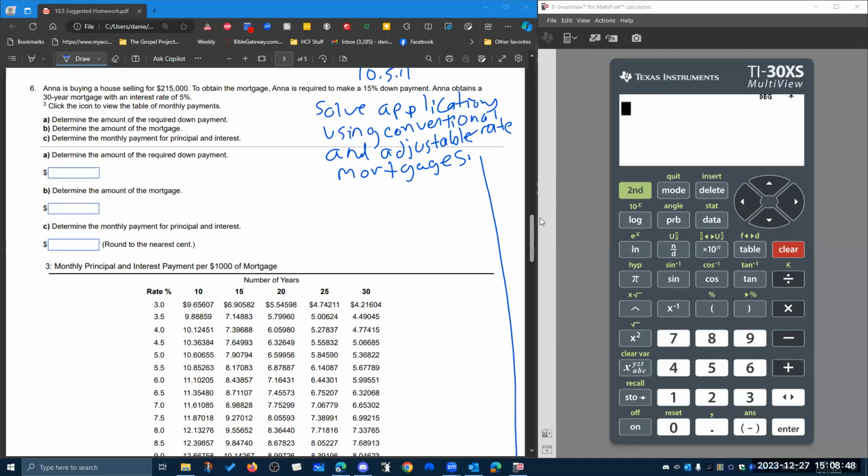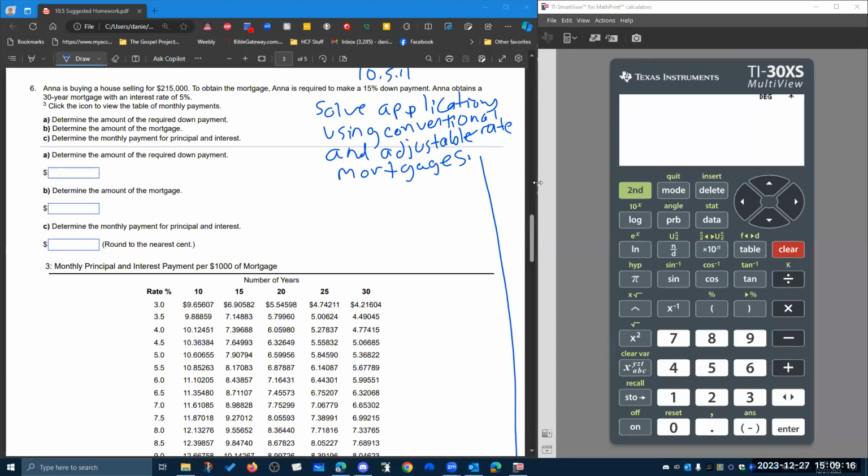In this video, we're going to solve applications using conventional and adjustable mortgages. So let's go ahead and get started here. Anna's buying a house selling for $215,000. To obtain the mortgage, Anna is required to make a 15% down payment. Anna obtains a 30-year mortgage with an interest rate of 5%.